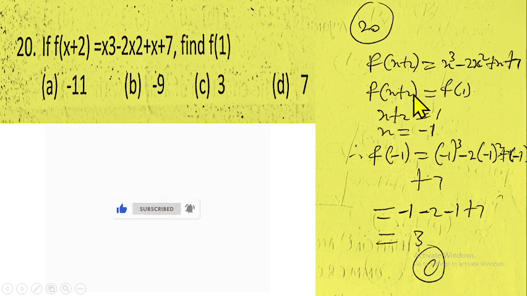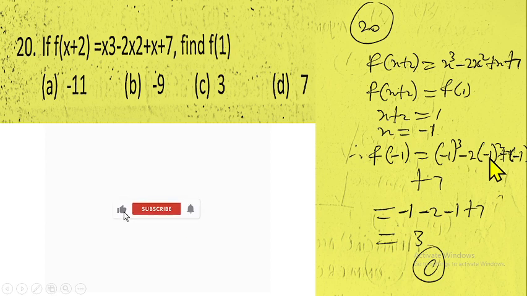From there, you can find the value of s. So you'll have s plus 2 equals 1. That means s will be equal to minus 1. So from then I can now find the value of f of minus 1. You replace anywhere you see s with minus 1. So you have minus 1 cubed minus 2 into minus 1 squared plus minus 1 plus 7. Minus 1 cubed is minus 1. Minus 1 squared is plus 1.